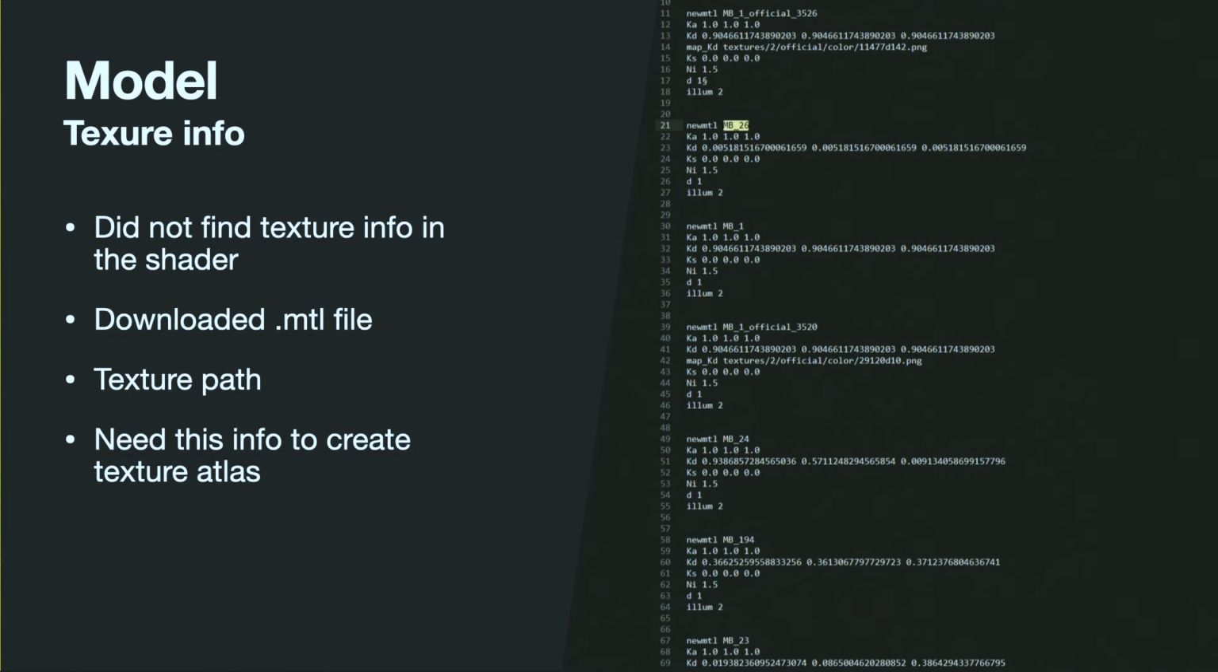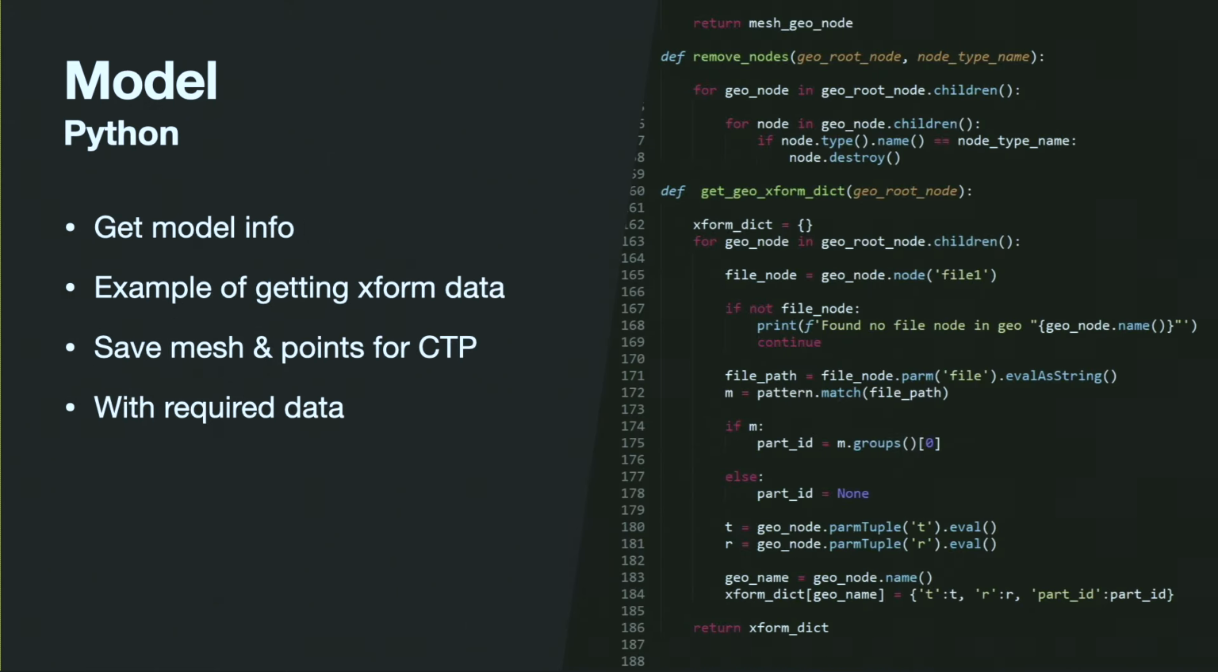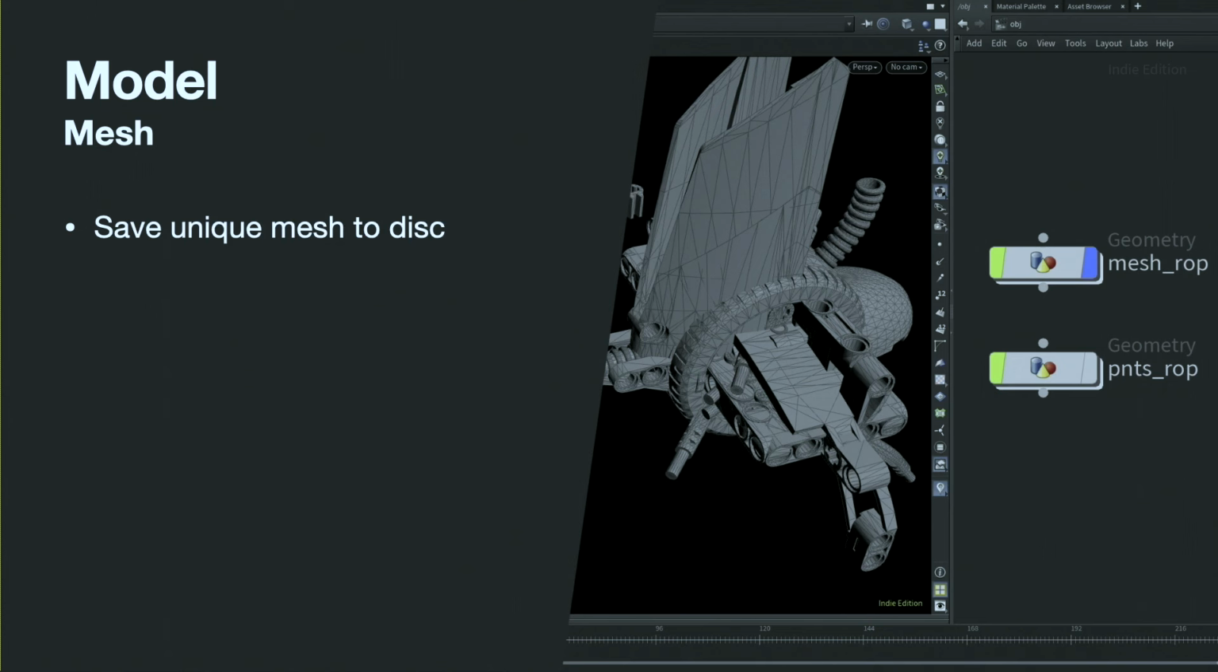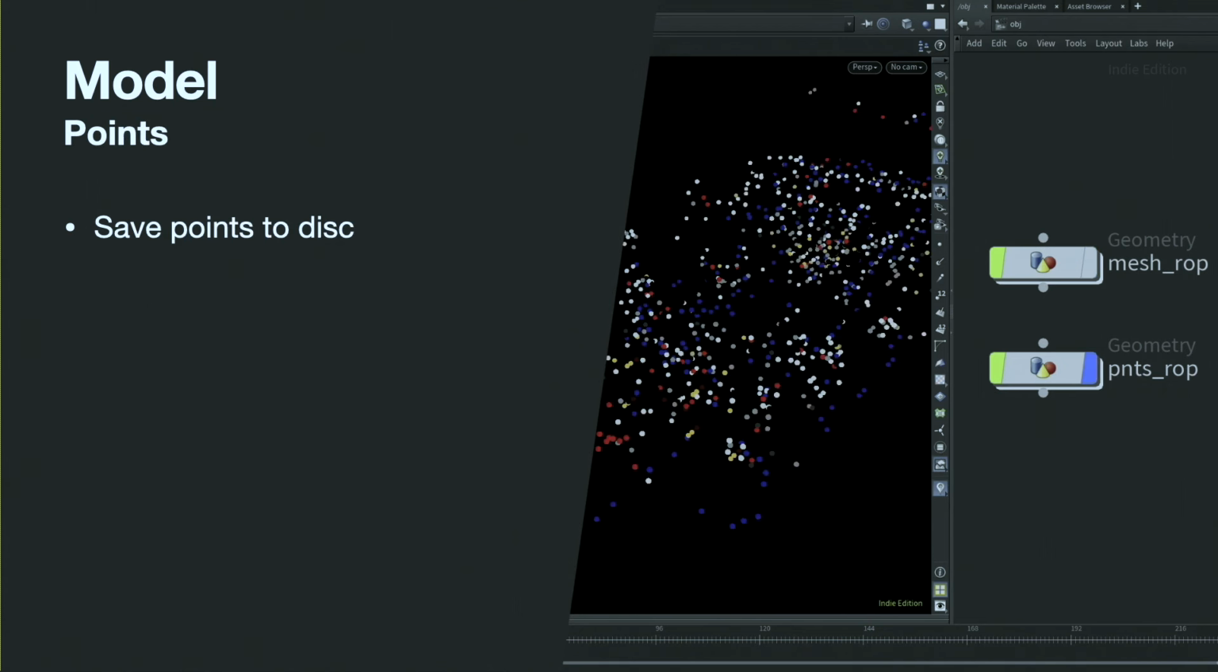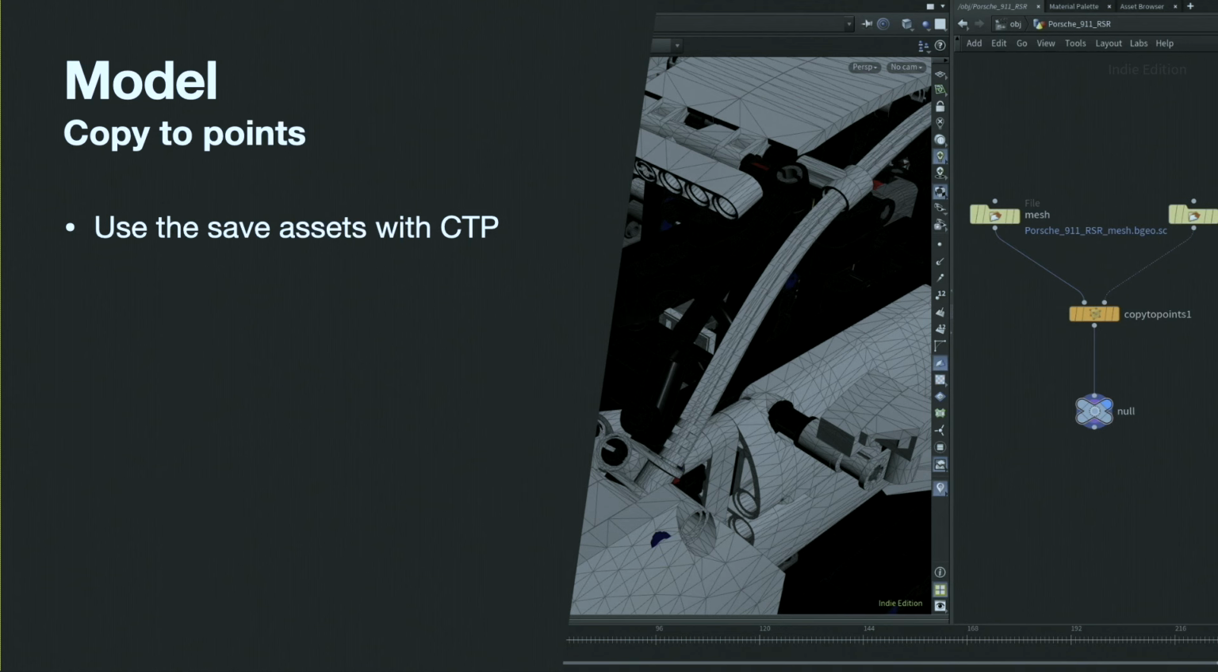And some of the geometries had textures, so I needed a way to also store the textures and create a texture atlas out of that, because in Unreal we're only using one material. So we needed a way to get all these textures applied in one material, not different materials. So I wrote the script that goes through the Collada file and gathers all this information we looked at, and then outputs the unique meshes as one geometry. And then it will output the points. And here's the same model, but it's using the copy to points instead.